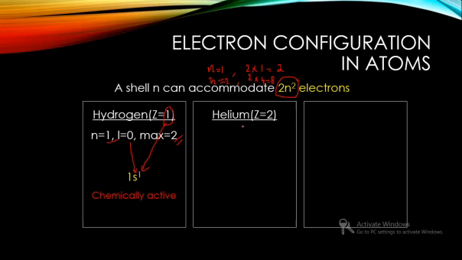Now let us see helium. Helium has atomic number 2, which means the number of electrons in helium is 2. So corresponding to that, we can choose the lowest orbit, which is n equal to 1, the first orbit, and the possible value of L is again one subshell, which is 0. The maximum number is again given by 2 into 1 square, which is 2 electrons. So here 2 electrons are already there in helium, so we can represent it as 1s square.